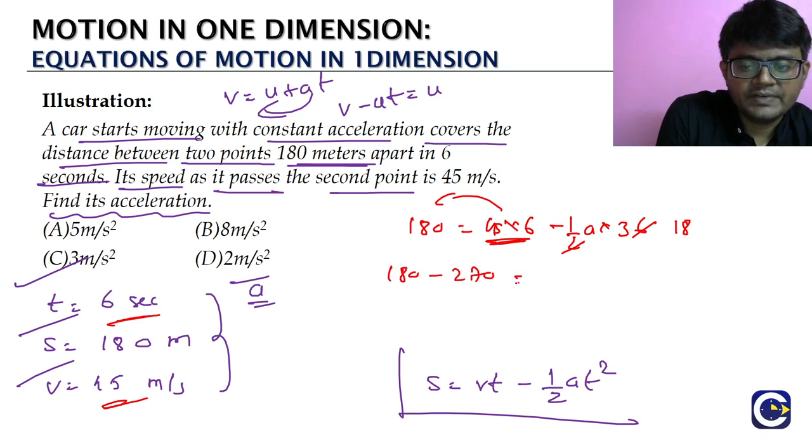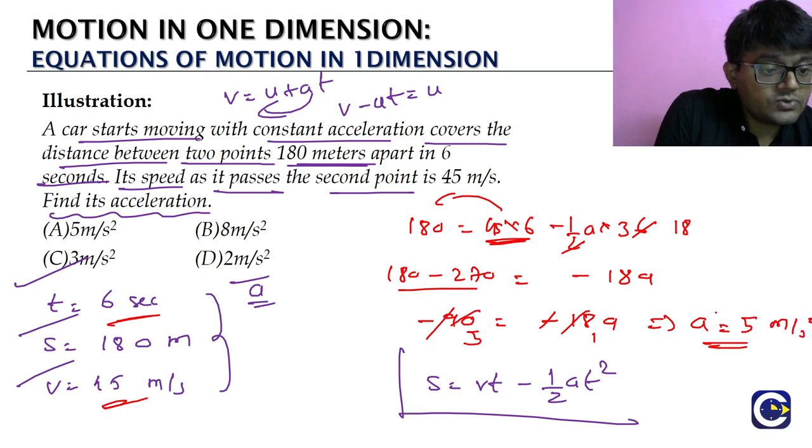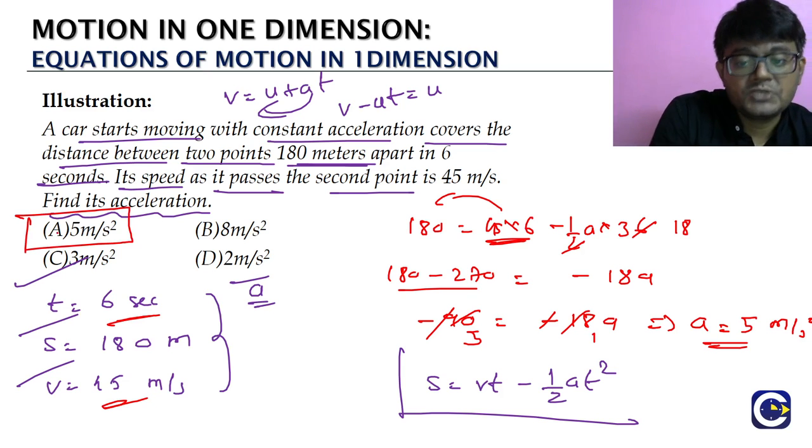180 minus 270 is equal to minus 18A. This is minus 90 is equal to minus 18A. So 18 ones are 18, and 18 fives are 90. From here we get acceleration is 5. Because everything is in the SI system, the unit is meter per second square. What is the answer? It is option A.